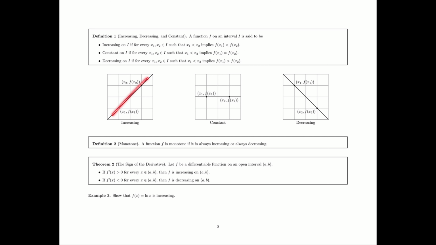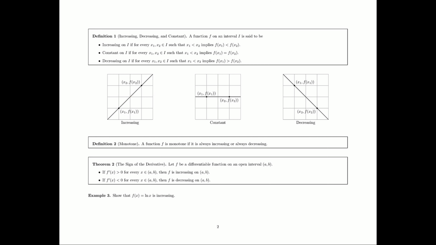So here, increasing. All right, this x value is to the left of this x value, and then the value of the function is less than here and greater than here. So this means it's increasing, if that is true for every single pair. So if you've got a graph, and no matter what two x values you pick, as long as one is less than the other, this is always true.